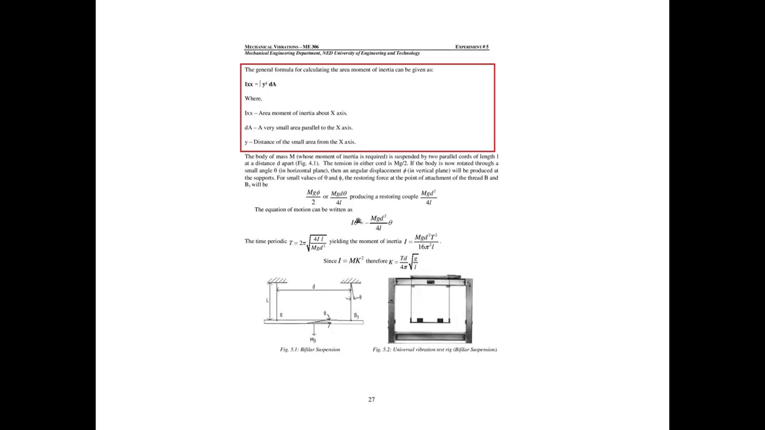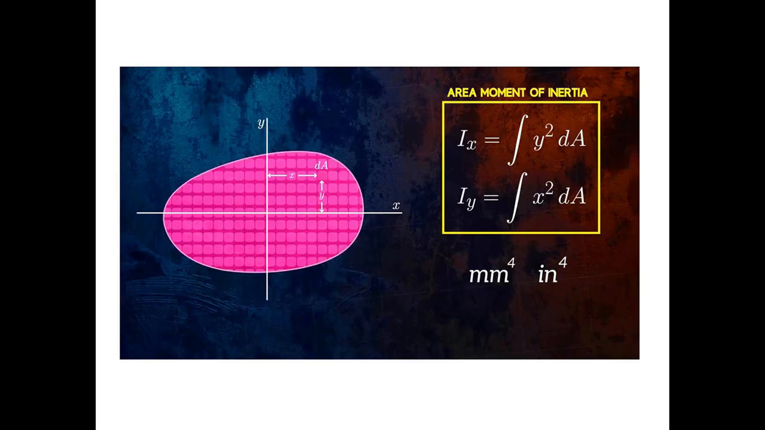Area moment of inertia is not a unique property of a cross section. It quantifies the resistance to bending about a particular axis, and so its value changes depending upon where we place the reference axis. We can approximate the area moment of inertia of a cross section by splitting it into small elements. Each element contributes to the total area moment of inertia by a quantity equal to its differential area dA multiplied by y squared, where y is the distance to the reference axis, which is the x axis. In this case, we can sum up all the values of the small elements to obtain the area moment of inertia.